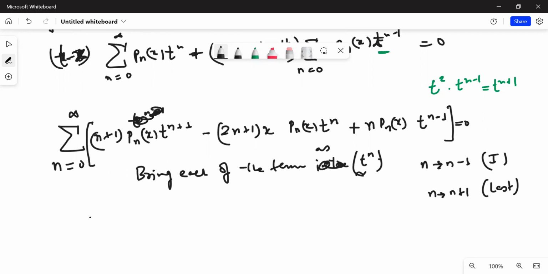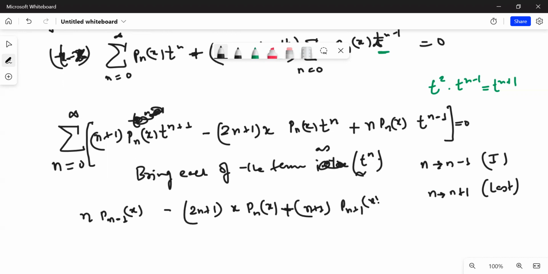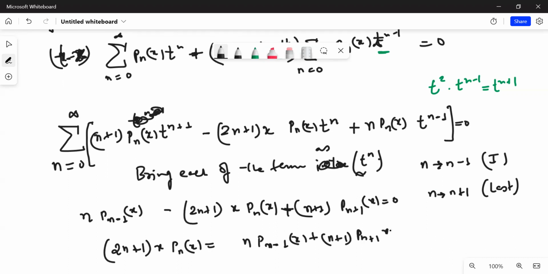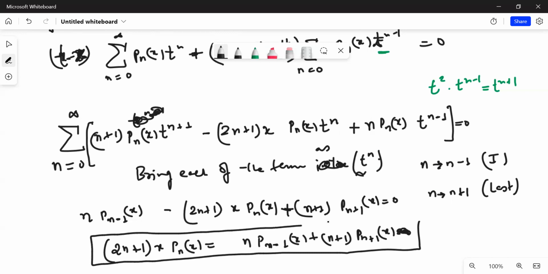So if n is replaced by n minus 1 in the first term, this would be n, this is P(n minus 1) x. Then minus (2n plus 1) x, this is fine, and this is P n, that is absolutely fine. And then in the last term, n has to be replaced by n plus 1. This will be n plus 1 and this will be P(n plus 1). So at the end, one can see (2n plus 1) x Pn x can be written as n P(n minus 1) x plus (n plus 1) P(n plus 1) x equal to 0. Not equal to 0, sorry. This is right. So these are all kinds of recurrence relations one can derive.